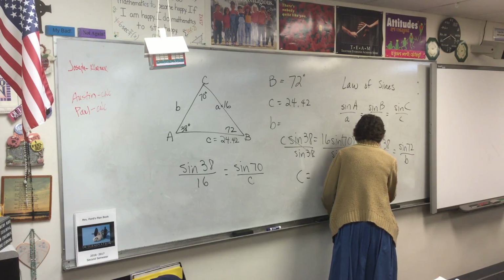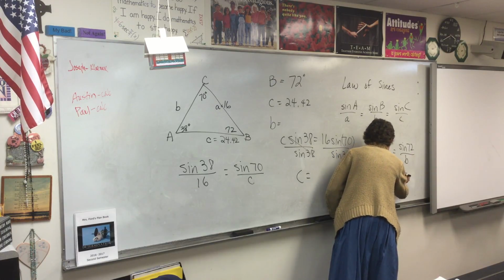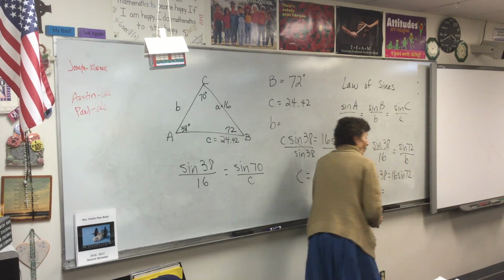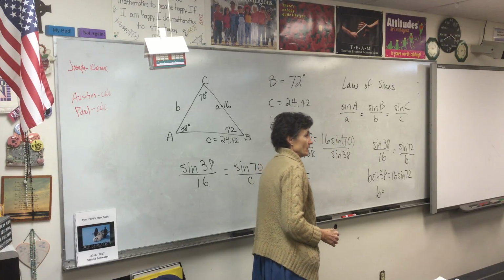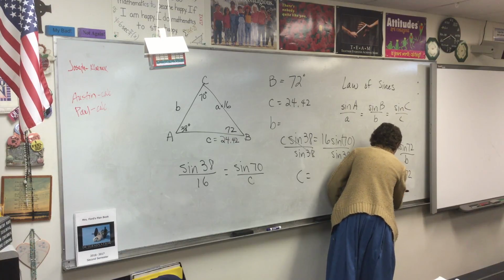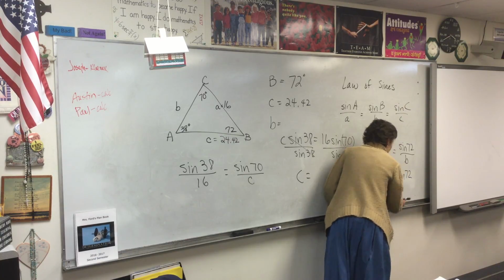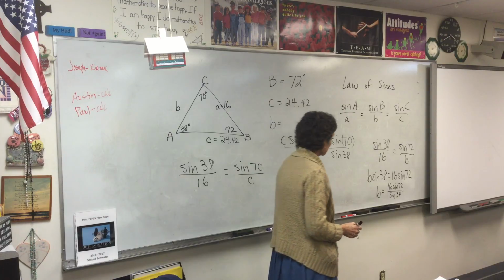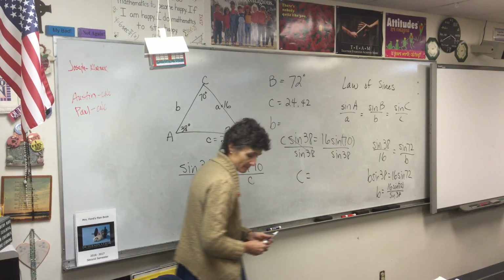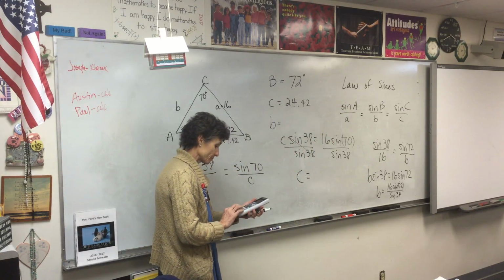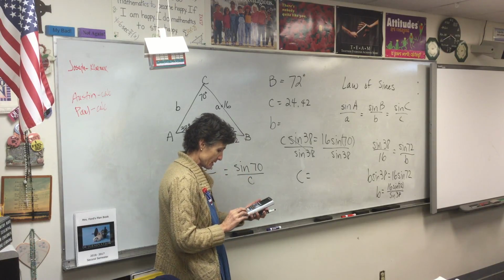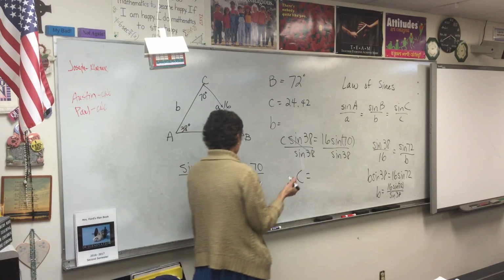B sine 38 equals 16 sine 72. So what is B going to equal? What am I going to end up typing into my calculator? 16 sine 72 over sine 38. And just remember, when you type in that 72, you have to close that parentheses. So 16 sine 72 divided by sine 38. Did you get 24.72?